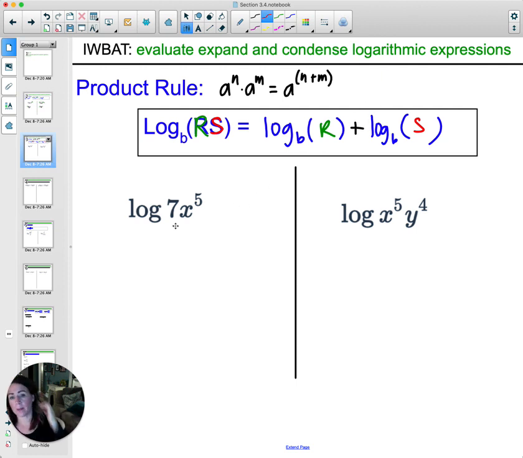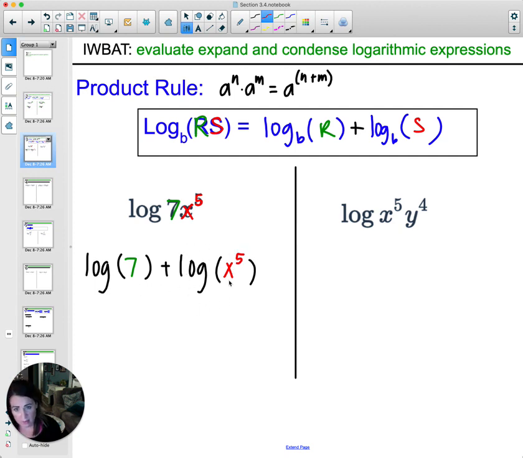So now in this one, let's first take a look at our factors. We've got 7, and then we've got x to the 5th. Those are our two factors, so we're going to split this up. And again, this is log base 10. I'm not going to write the 10 this time. But we're going to split this up twice with a plus between. So log base 10 of 7 plus log base 10 of x to the 5th. That's going to be using the product rule.